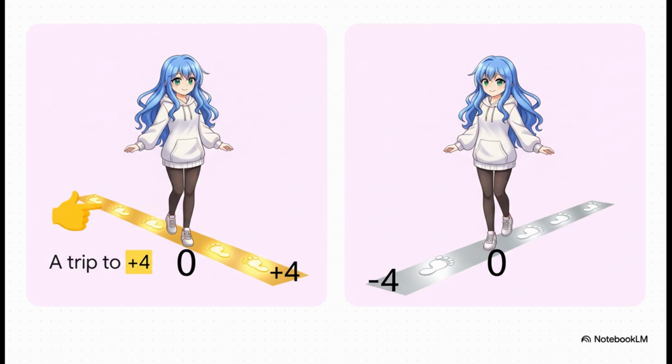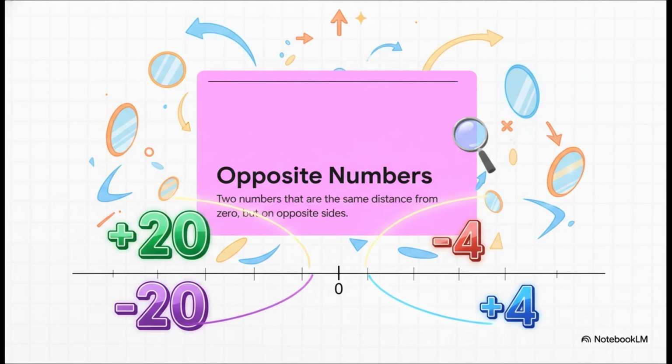The destinations are different, sure, but wasn't the journey itself kind of the same? I mean, you took the exact same number of steps, just in opposite directions. And bam, that right there is what we call opposite numbers. They're perfect mirror images of each other. The most important thing about them is that they are the exact same distance from 0, just on opposite sides of it. So plus 4 and minus 4 are opposites. Plus 20 and minus 20, they're opposites too.